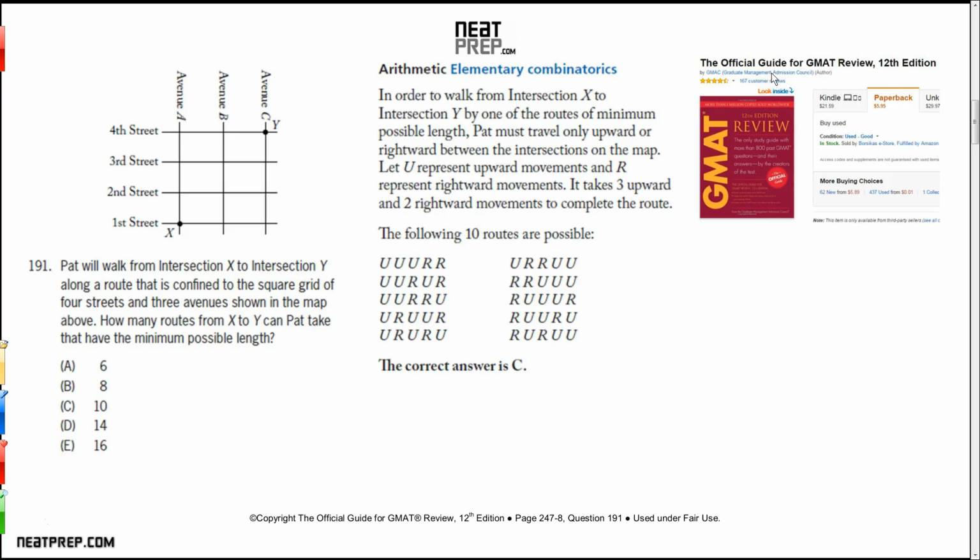In the Official Guide for GMAT Review, the 12th edition, mind you, now available on paperback, there was this question. The question was about walking from intersection X to intersection Y. And again, very similar to what we saw right now, they asked you how many ways there are to get from point X to point Y. So again, it's right, right, up, up, up, but it's also right, up, right, up, up.